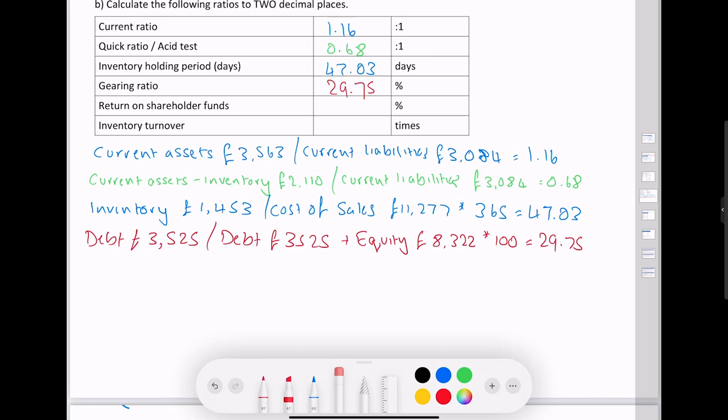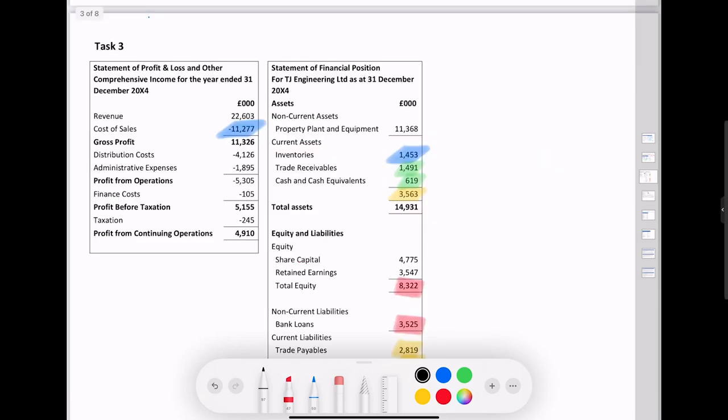Okay, so the next formula on this list that we need to look at is the return on shareholder funds, which is your profit from continuing operations. So let's just get these highlighted. Run out of colours here, but it is our return. So profit from continuing operations over equity, which we already have highlighted in red, but it is double highlighted now.